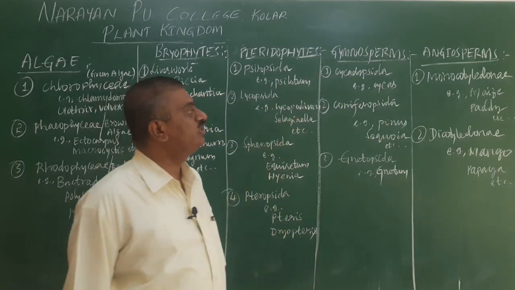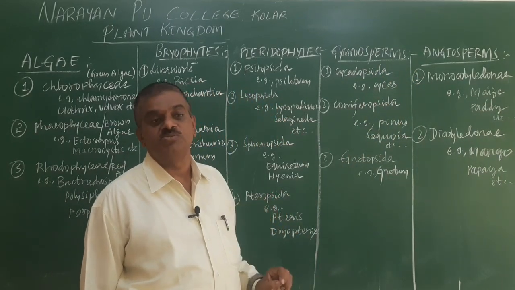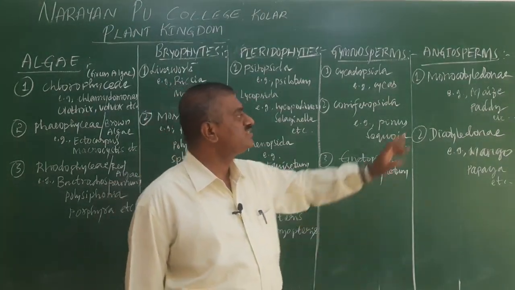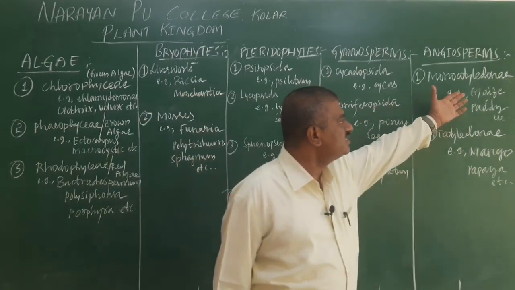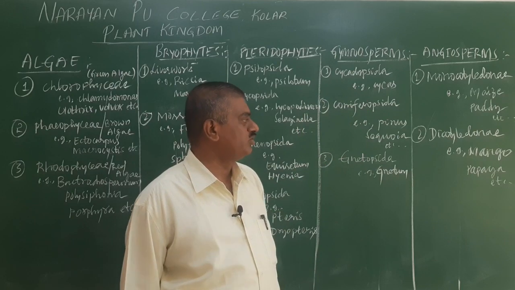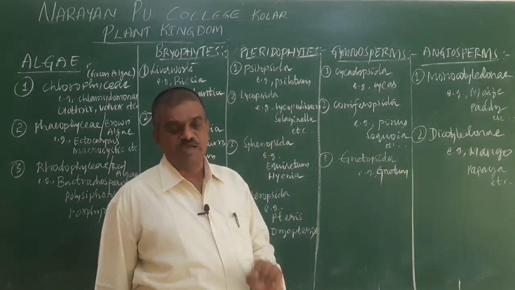When we come to the fourth and last division, angiosperms, they are called closed seeded plants. It has two classes. One is Monocotyledonae, with examples such as maize and paddy. All these are examples of monocots. Dicotyledonae, with mango and papaya, are all examples.